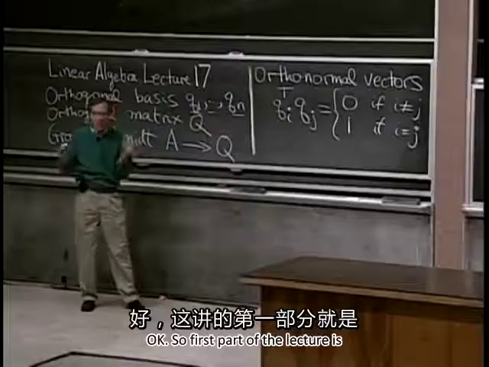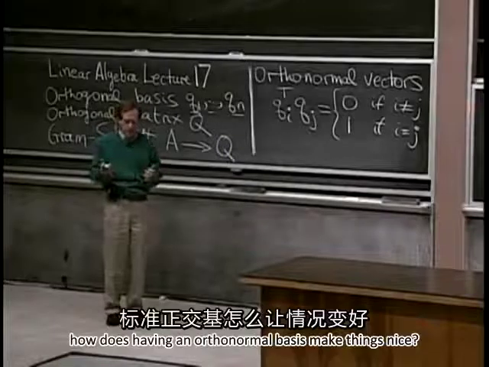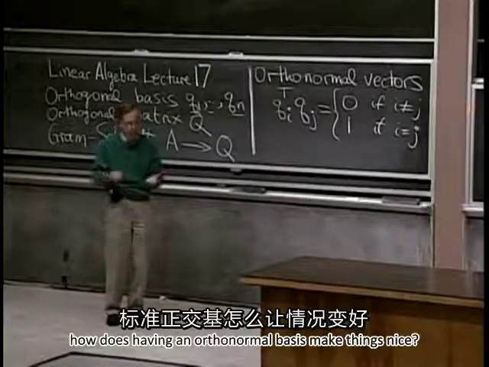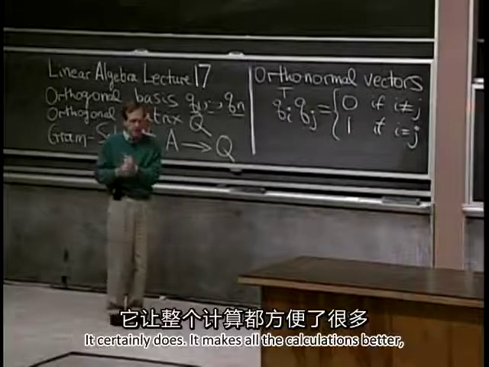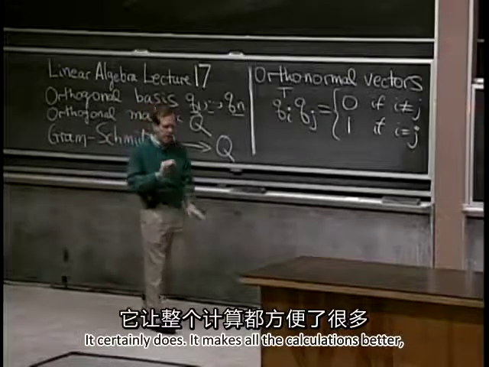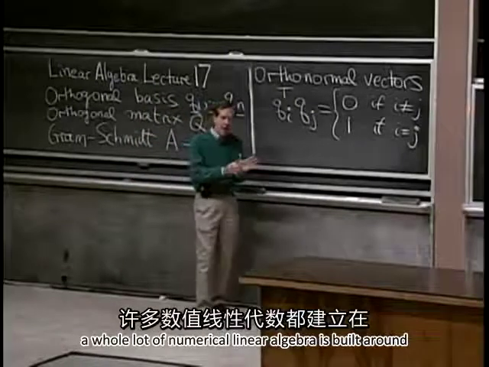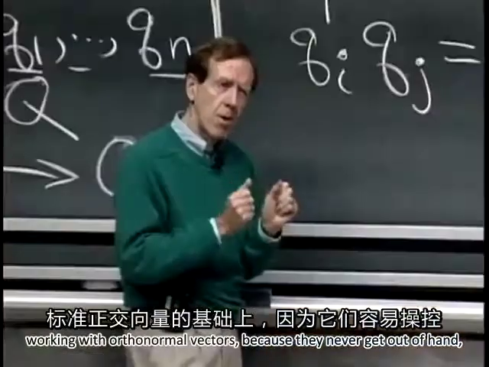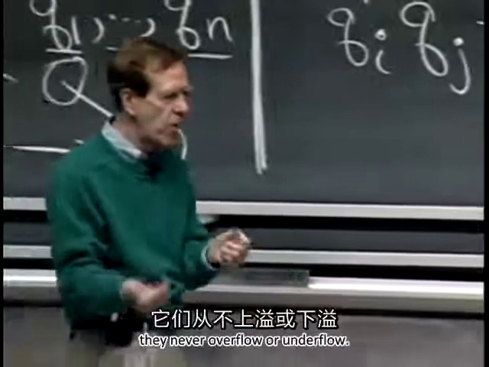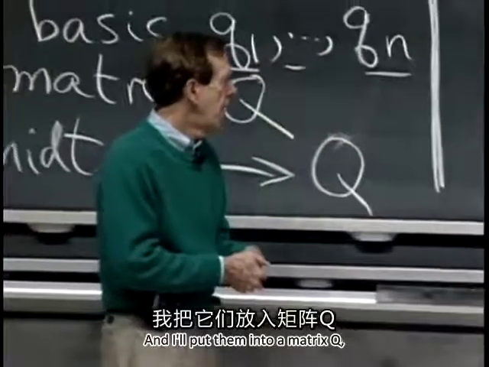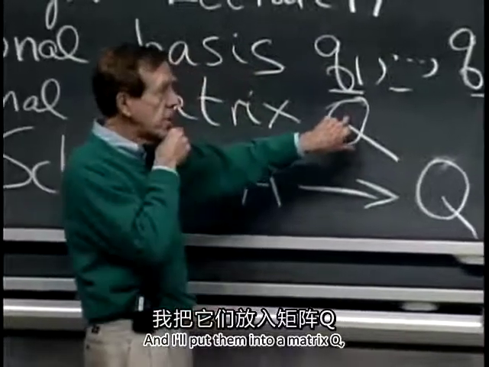Okay, so the first part of the lecture is: how does having an orthonormal basis make things nice? It certainly does. It makes all the calculations better. A whole lot of numerical linear algebra is built around working with orthonormal vectors, because they never get out of hand. They never overflow or underflow. And I'll put them into a matrix Q.